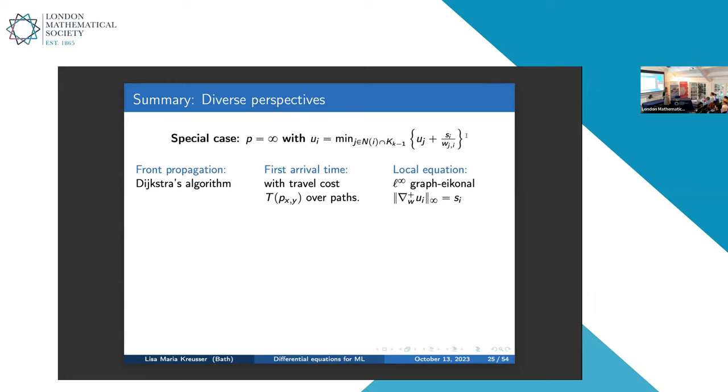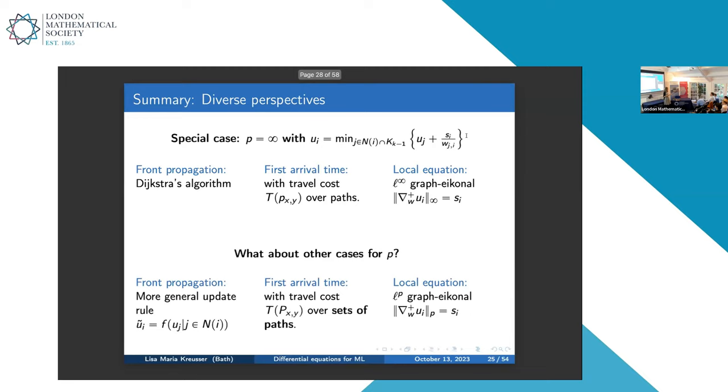But of course, as mathematicians, we also wonder what actually happens for a different choice of p. And in fact, one can also come up with appropriate generalizations for that. The update formulas won't look as nice as the one which I've written at the top over here, but it's still possible to come up with appropriate update formulas. One can also generalize this minimization over paths to minimize the travel cost. But in fact, to write down those models previously, we only had to minimize over paths. And now we actually also have to minimize over certain subsets of graphs of paths, which makes the optimization problem a bit more complicated. And last but not least, this can also be connected to the Lp graph eikonal equation.